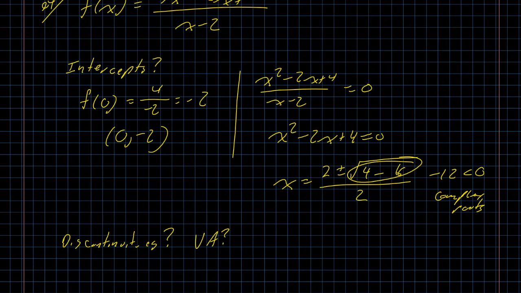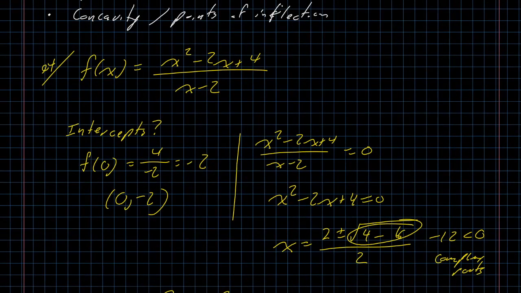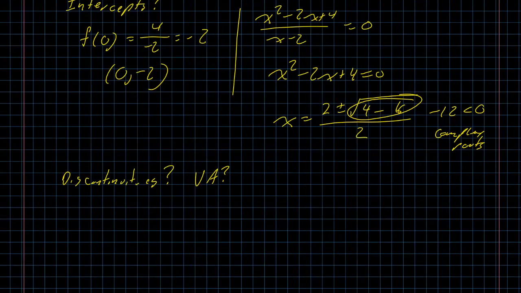The next thing we want to think about are discontinuities, places that might be vertical asymptotes for that matter. And here we have a rational function that we're looking at, x squared minus 2x plus 4 all over x minus 2. And we know that the discontinuities of a rational function occur when the denominator is equal to 0. So we know that there's going to be a discontinuity when x is equal to 2.